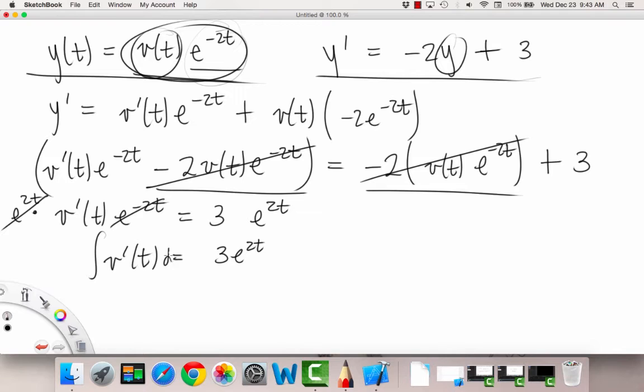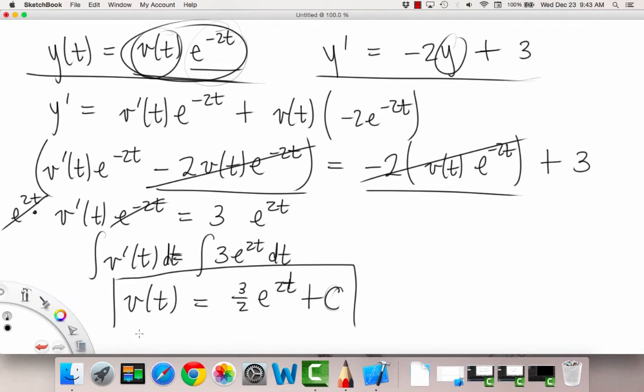We're going to integrate with respect to t on both sides so that we can obtain v of t, our unknown function. So this turns into v of t equal to 3 over 2 e to the 2t, plus a c, our constant c. This is where we keep our constant, because we're nearing the end. So now we have solved for our unknown function, and now it is known.